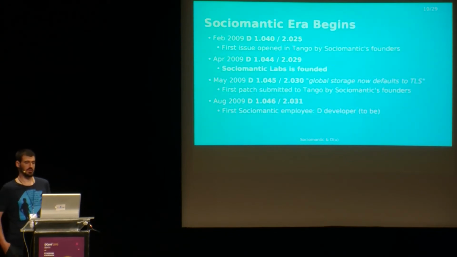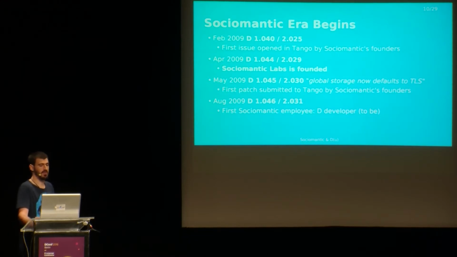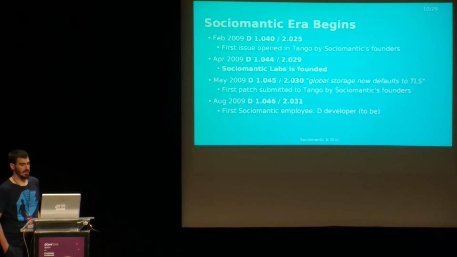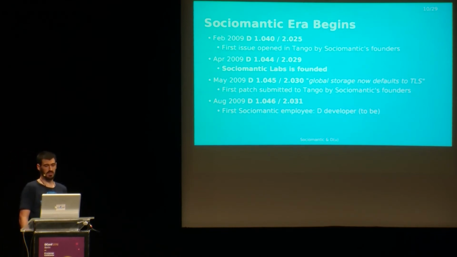And this is more or less where the Sociomantic era begins. In February 2009, we have the first issue opened by the Sociomantic founders in the Tango project. And in April, Sociomantic is officially founded. By May, the founders start sending patches to Tango, so there was also a willingness to contribute to the community. And by then, just as an anecdote, is the time when D2 started to get TLS global storage by default. So again, a lot of breaking changes all the time.